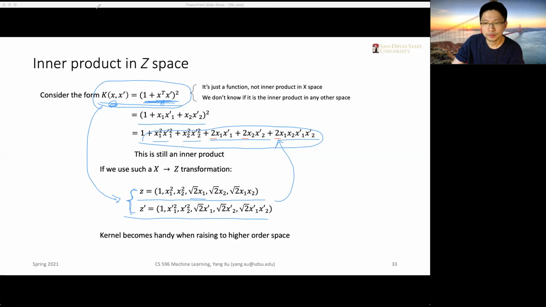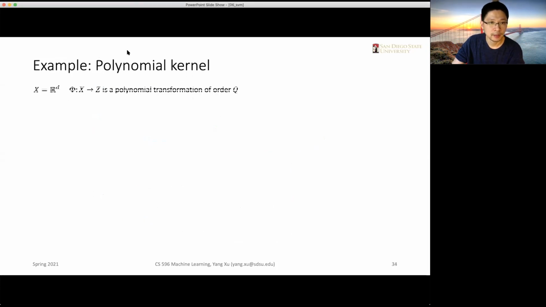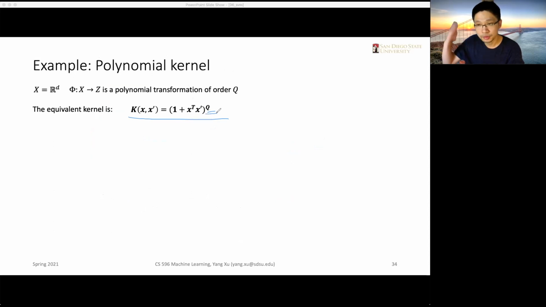All right. So this type of kernel is something we can call the polynomial kernel. It's a polynomial transformation of order q. In the previous slide, we had q equals 2, but we can change the value of q to different numbers. Applying this kernel on the original inner product in x space, we can always get some new inner products in some z space.